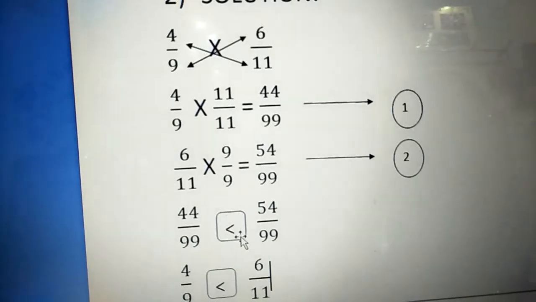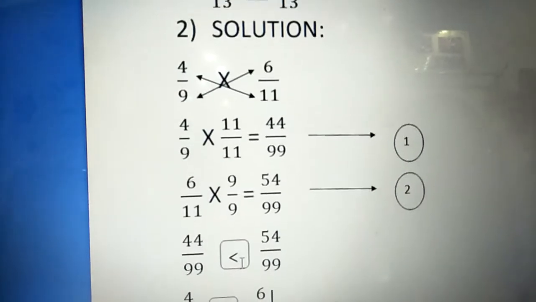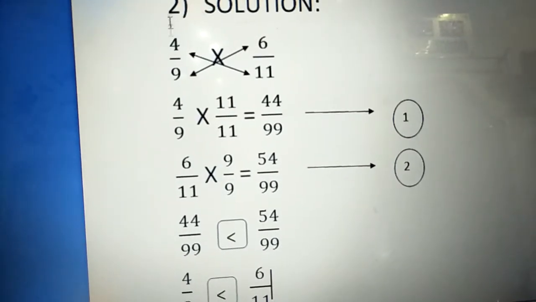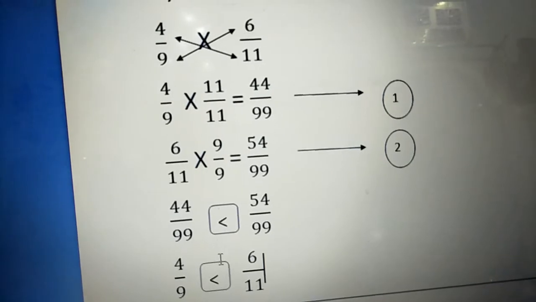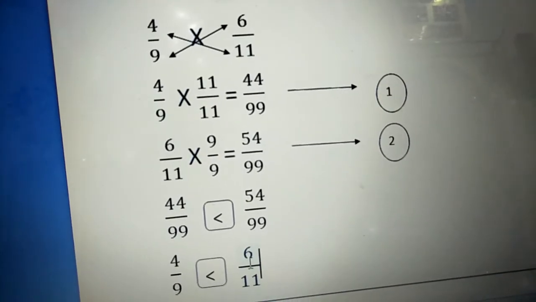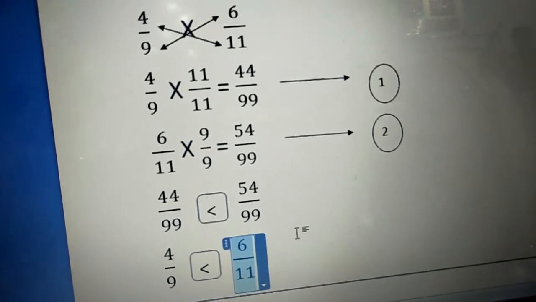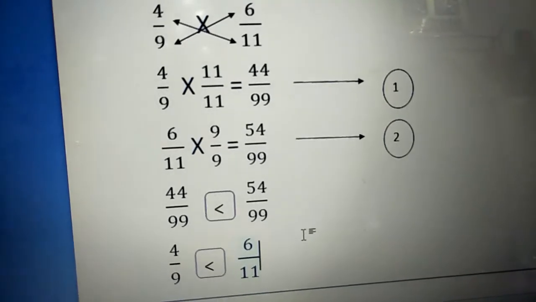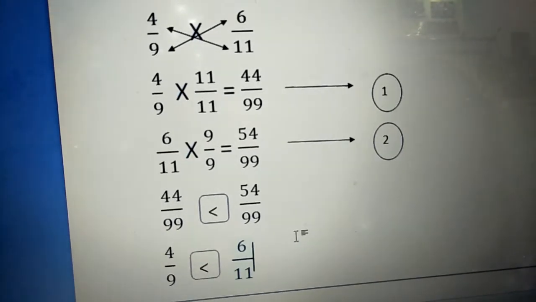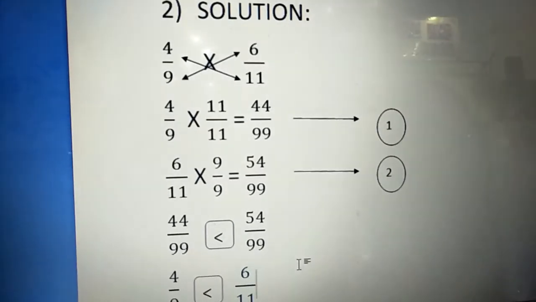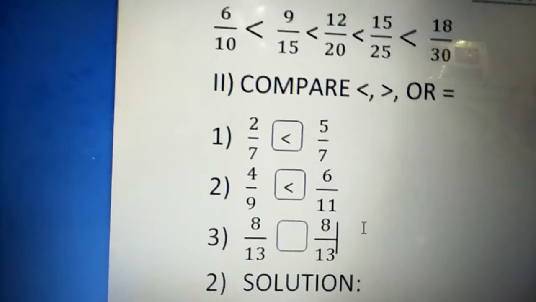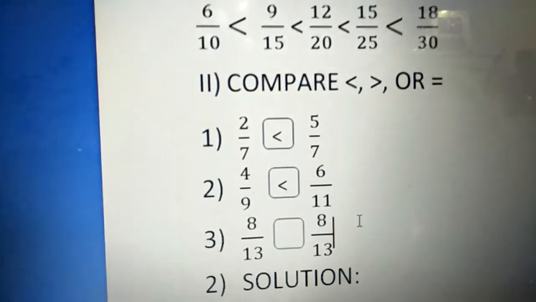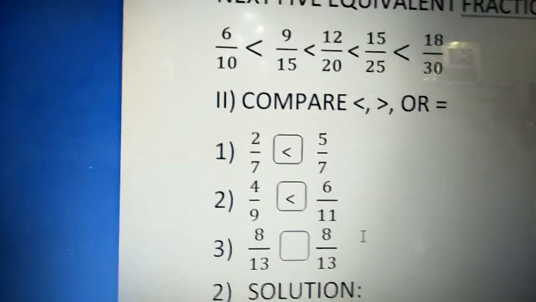But this is not our actual fraction. Our actual fraction is 4 divided by 9 and 6 divided by 11. So which one is greater now? Yes, the 6 divided by 11 is the greatest one. So our answer, this is our answer. Now you write down the answer. So second problem, 4 by 9 is less than the 6 by 11.